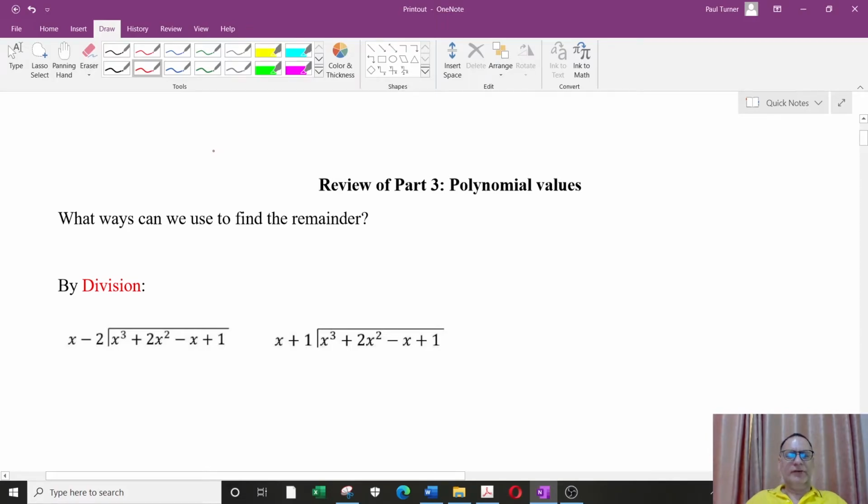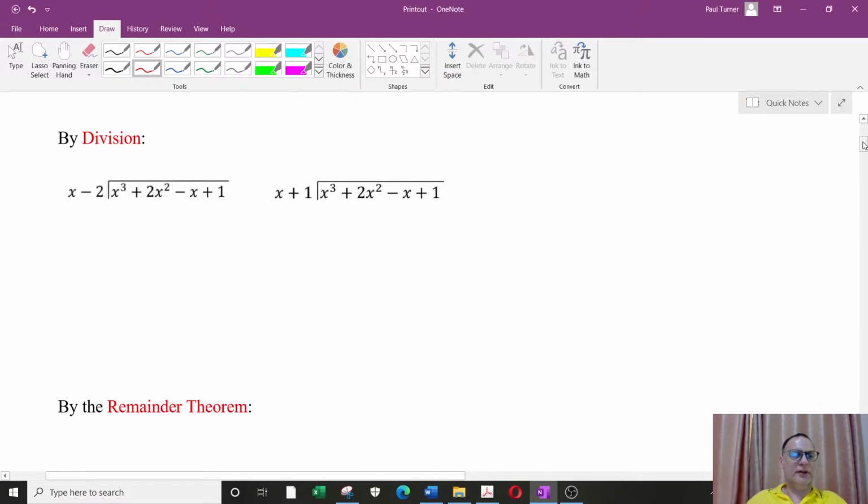Okay, for this next lesson, we're going to review some of the results of part 3 on polynomial values. The last section of that piece of work, we wanted to find a fast way to find the remainder when we do a division like this. We're going to do the long division and then think about the faster way to find a remainder. Let's do these divisions and find our remainder first.